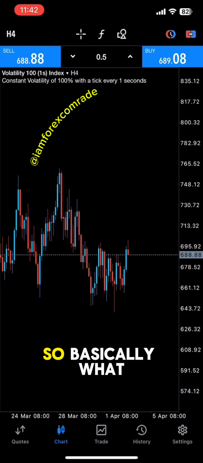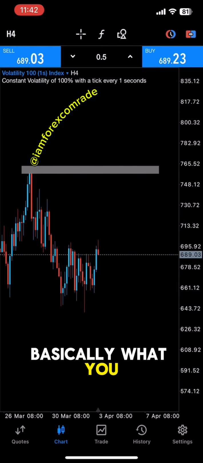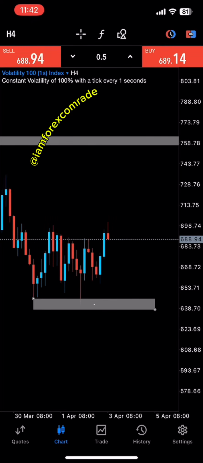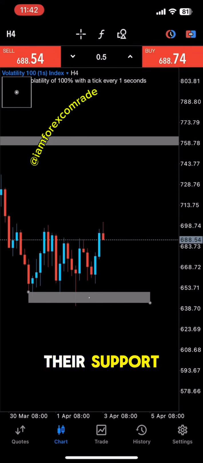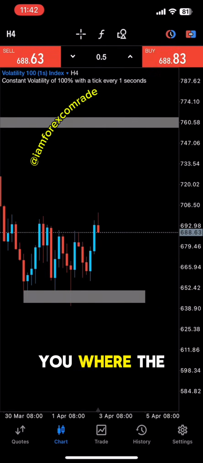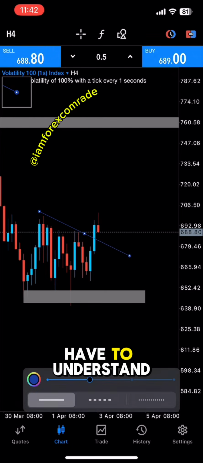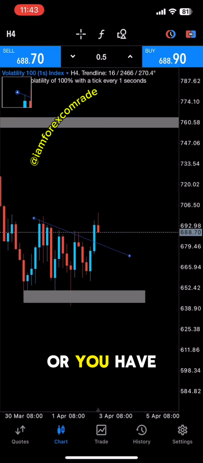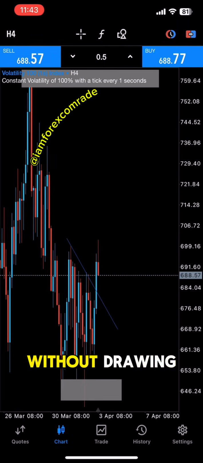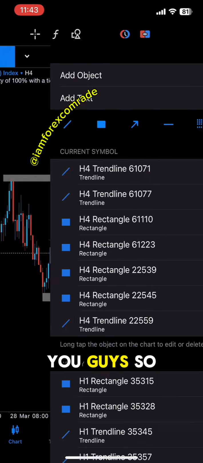1 second. So basically, what do you see on this naked chart? Basically, what you can do is make sure that you apply all those concepts of support and resistance. This can always guide you and tell you where the market is coming from and where the market is going. However, you have to understand where the price is going just by looking at the trade without drawing. But however, I have to draw so that I can make it very, very clear for you guys.